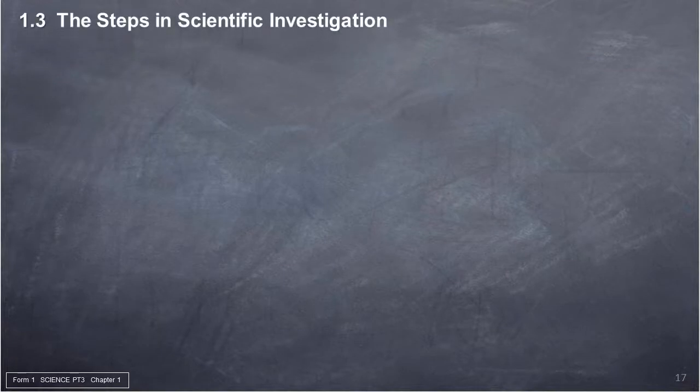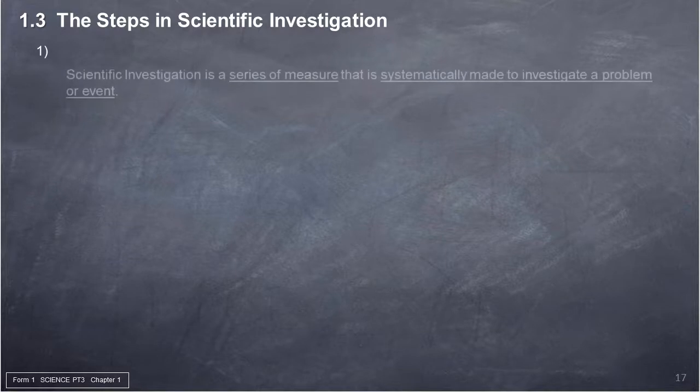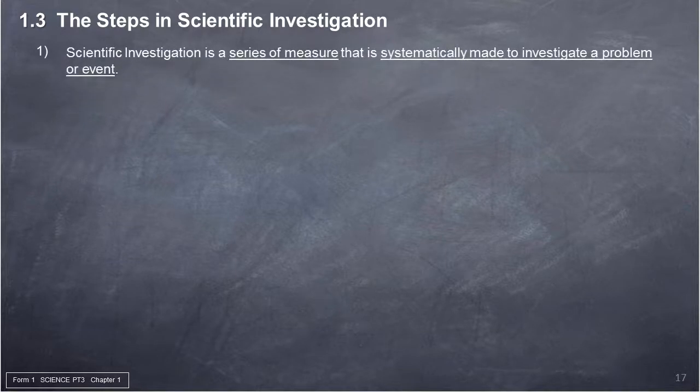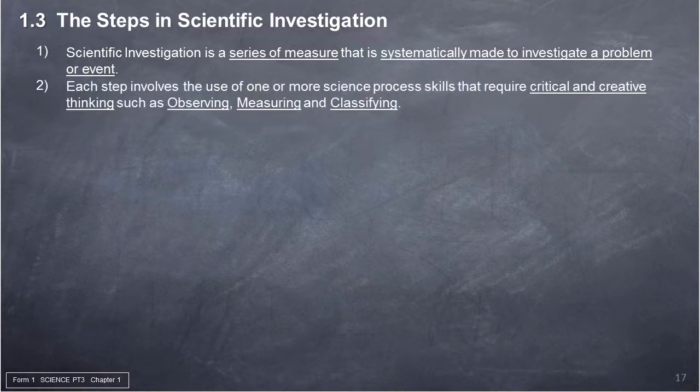1.3. The steps in scientific investigation. 1. Scientific investigation is a series of measures that is systematically made to investigate a problem or event. 2. Each step involves the use of one or more science process skills that require critical and creative thinking such as observing, measuring, and classifying.